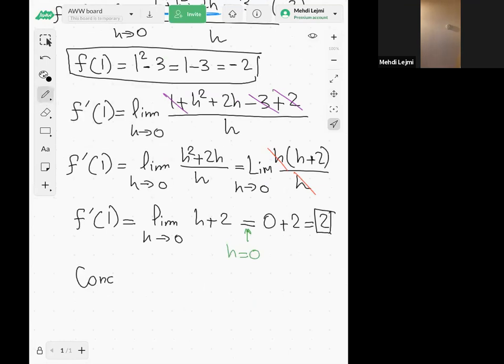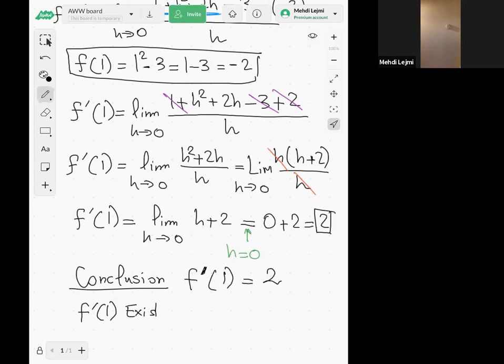So conclusion here, my f prime of one. Again, in this case, we have to use only one equation, which is the first equation, right? So we have only one limit to compute, which is the limit from both sides. So f prime of one is actually equal to two, right? So then, of course, this number f prime of one exists. So f prime of one exists, it's equal to two.